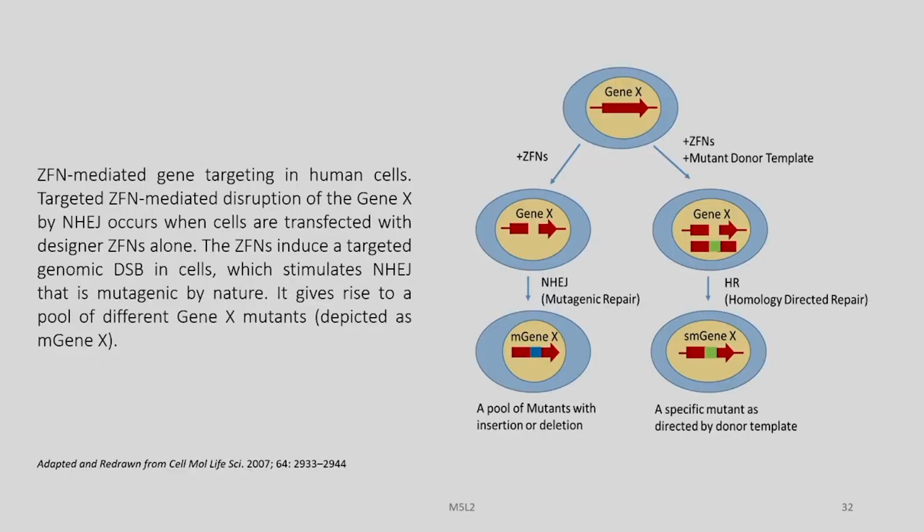ZFN mediated gene targeting in human cells, let us study a bit about it. Targeted ZFN mediated disruption of the gene X by NHEJ occurs when cells are transfected with designer ZFNs alone. The ZFNs induce a targeted genomic DSB in cells which stimulates non-homologous end joining, that is mutagenic by nature. It gives rise to a pool of different gene X mutants.